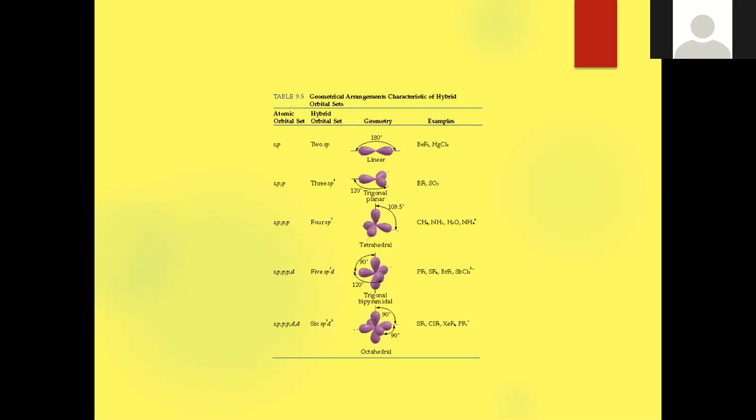Four. Okay. So how many hybridized orbitals do I need to accommodate that? Four. SP3. S, P, P, P: SP3. I have to hybridize the S with three of the Ps. And then that will dictate a tetrahedral geometry.